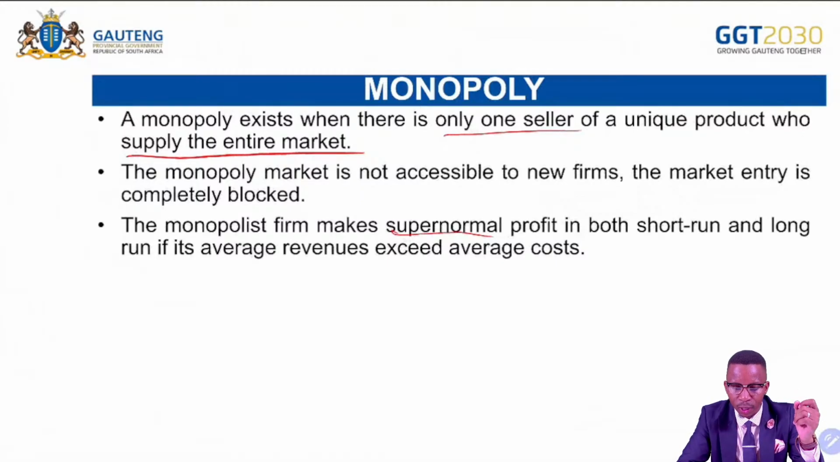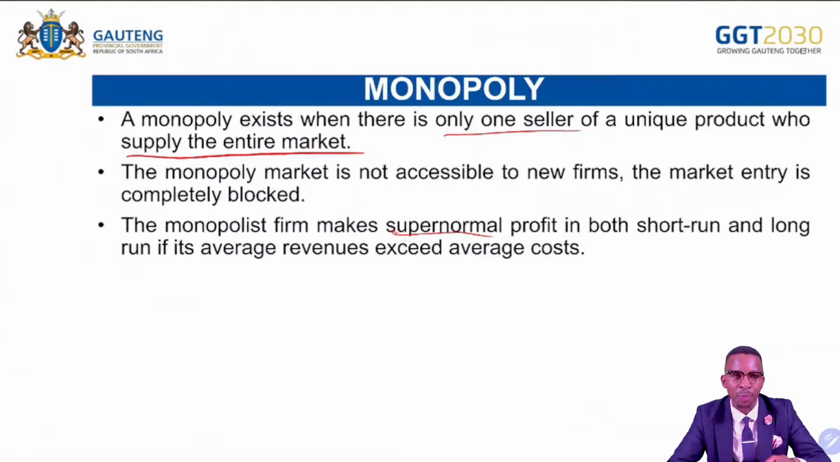So the firm can, however, under the monopoly, make economic loss if its total costs are more than total revenues or average costs are more than average revenues. It can make economic loss. Like Eskom, we know it is making economic loss, as much as we know that it is not profit motivated, but as a monopoly, it is making economic loss.